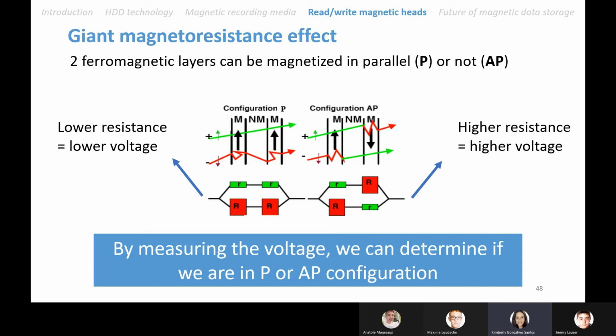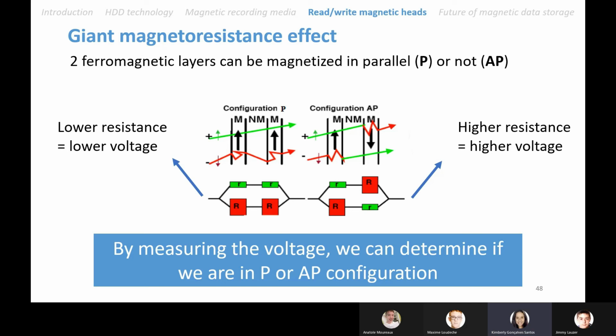Inversely, as you've probably figured out, when the ferromagnetic layers have anti-parallel magnetizations, then they represent a high resistance configuration. Indeed, both spin-up and spin-down electrons will have a hard time passing through the layers and will undergo collisions with the layer magnetized in the opposite direction. We'll then be able to determine if we're in P or AP configuration, for parallel or anti-parallel configuration, by measuring the voltage, since voltage is proportional to resistance.